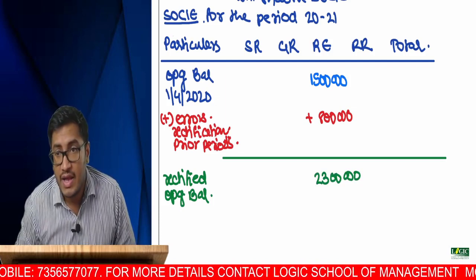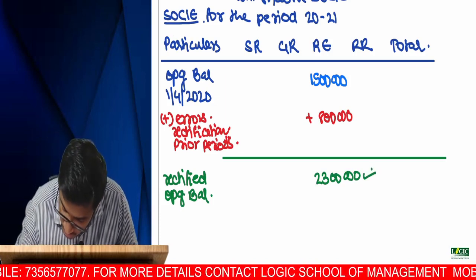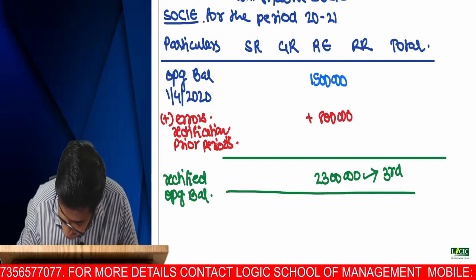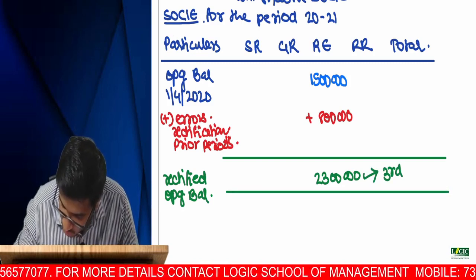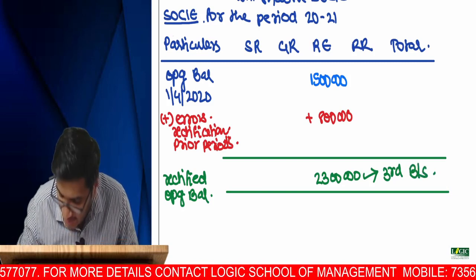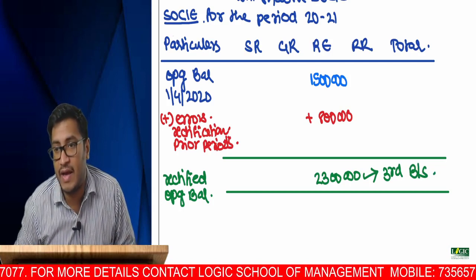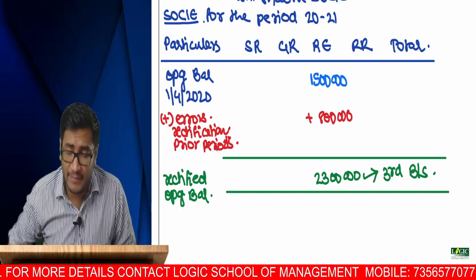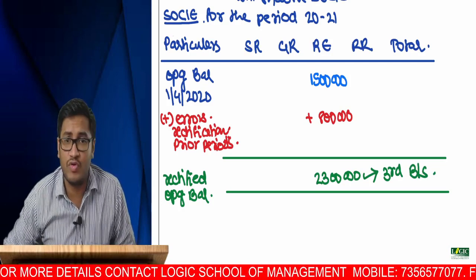Are you able to get it? Now, this is what will go to the third balance sheet. Whatever this figure is, this is the figure that is going to go to the third balance sheet. I said you have to prepare a balance sheet as on 1st April, the updated balance sheet. So this figure will go to that updated balance sheet, by virtue of that particular journal entry that we have passed. Have you understood?